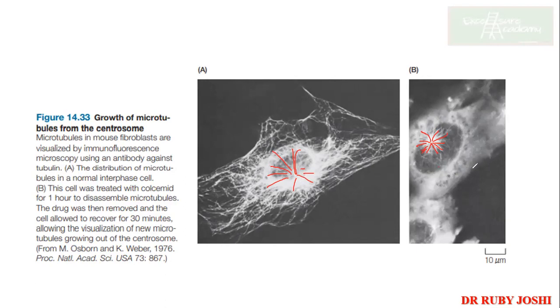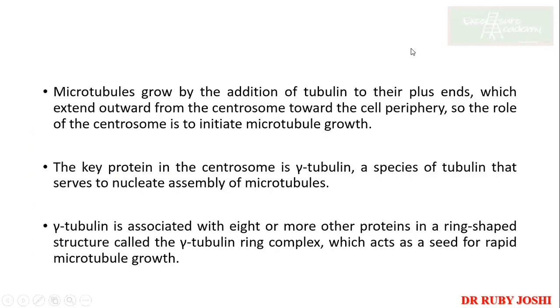And then later the drug was removed. Okay, so what we saw is that from the centrosome, only to a short length were the microtubules able to assemble or grow. So that's how colcemid inhibits polymerization and hence inhibits the cell from dividing. Microtubules grow by the addition of tubulin to their plus end, which extends outward from the centrosome towards the cell periphery. So the role of the centrosome is to initiate microtubule growth. Where your centrosomes are present, from there itself the microtubules will start.